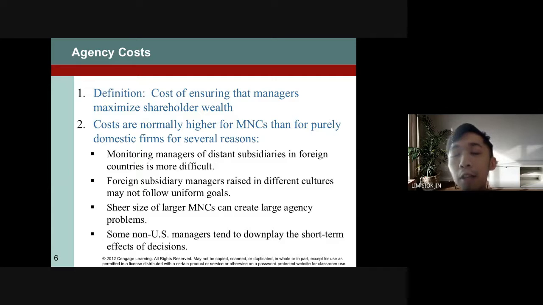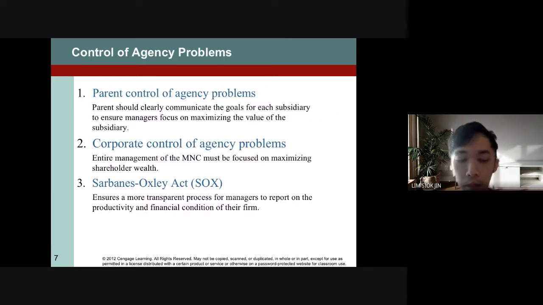So this is one of the challenges in terms of solving agency costs, agency problems around the world for MNCs. So MNCs that are really large can create large agency problems. Okay, and especially this textbook is based in the US, so they will talk about MNCs where the parent company is a US company. So some non-US managers, outside of the US, do not look at long term. Okay, they always look at short term.